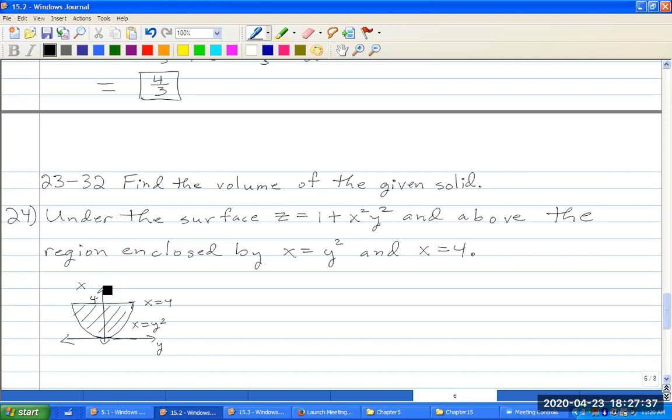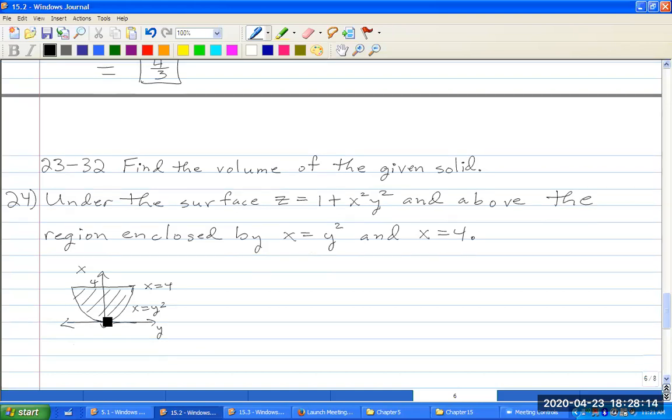Since this is written as x as a function of y, rather than drawing it the usual way, I'll draw it where x is up here and y is down here. And so this is the graph of x equal y squared. And here's a line x equal 4. And so this region here is my region that I'm going to find the volume of the surface above.